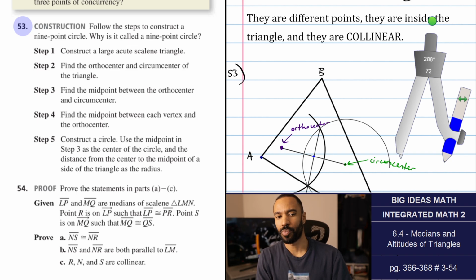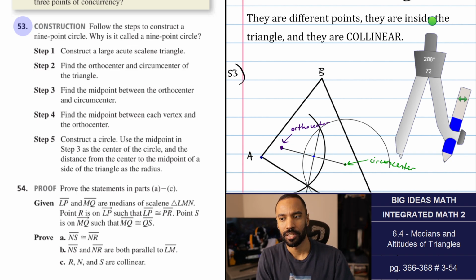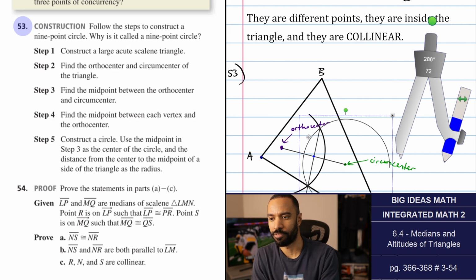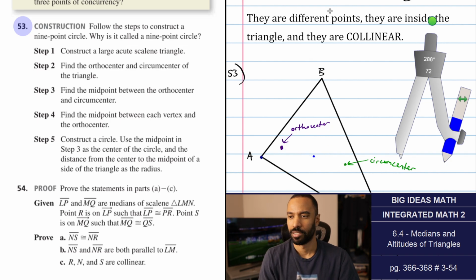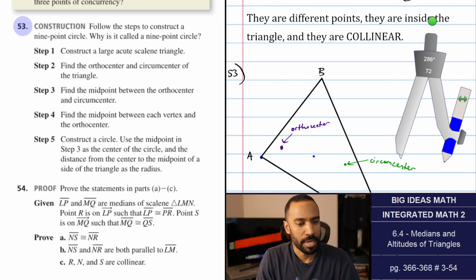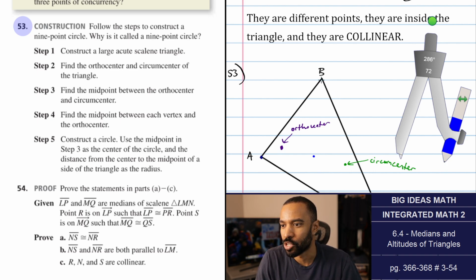Find the midpoint between each vertex and the orthocenter. Okay, so we found that guy. So I don't think we need... All right, so there's a point. Okay. Find the midpoint between each vertex and the orthocenter. I'm glad I labeled it. So we need to find the midpoint here.